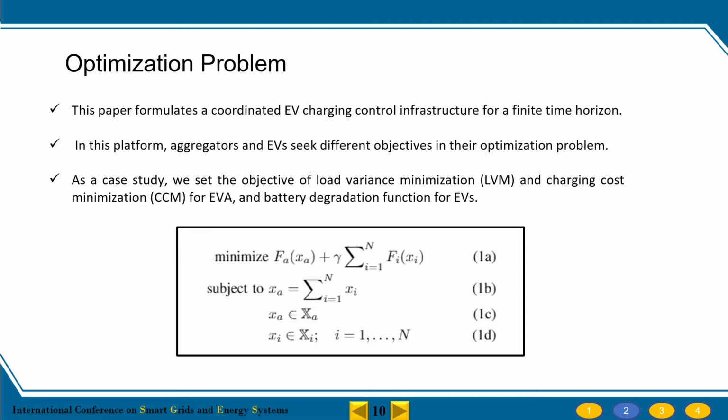XA is the power balance between aggregator and electric vehicles, and it's a global constraint which we need to consider here. As a case study, for the aggregator, we consider load variance minimization, LVM, and charging cost minimization as the objective functions. And for the electric vehicle, we consider battery degradation costs, since it's really important in EV charging management problem.